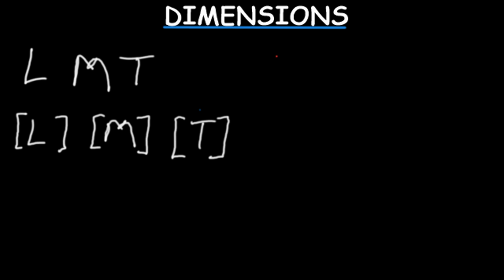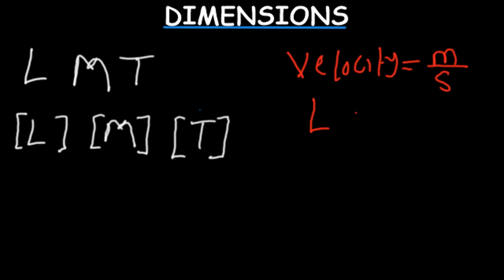So let's focus on velocity first. The formula for velocity is displacement, in meters, over time, in seconds. Velocity is the rate of change of displacement. Now, the dimension formula for meter is L, while the dimension formula for time is T. Therefore, the dimension formula for velocity V is equal to L over T.